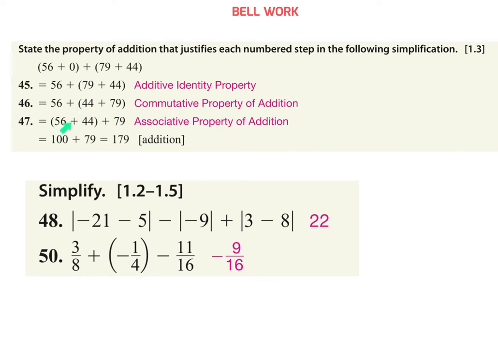And then from here to here, what did they do? Well, they regrouped it. It was 44 and 79. They wrote it as 56 and 44. What property tells me I can regroup it? The associative property.